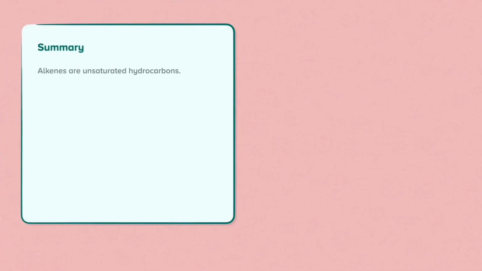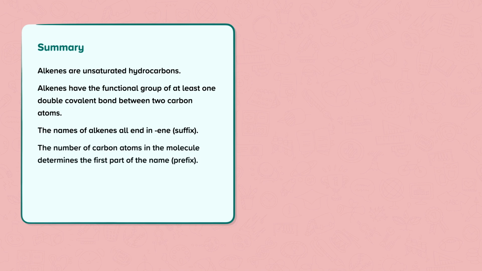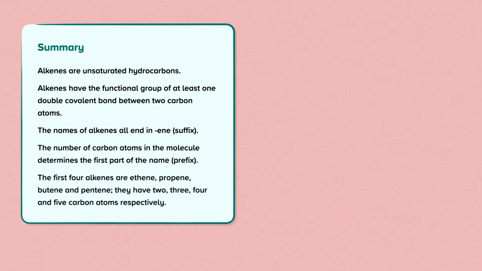Summary. Alkenes are unsaturated hydrocarbons. Alkenes have the functional group of at least one double covalent bond between 2 carbon atoms. The names of alkenes all end in -ene, the suffix. The number of carbon atoms in the molecule determines the first part of the name, the prefix. The first 4 alkenes are ethene, propene, butene, and pentene. They have 2, 3, 4, and 5 carbon atoms respectively.